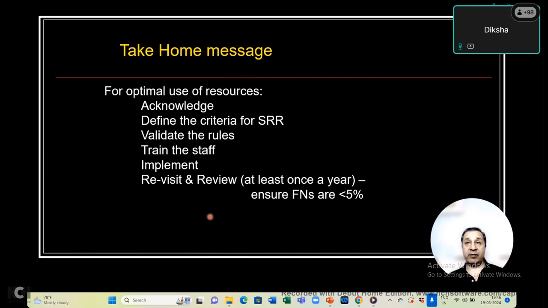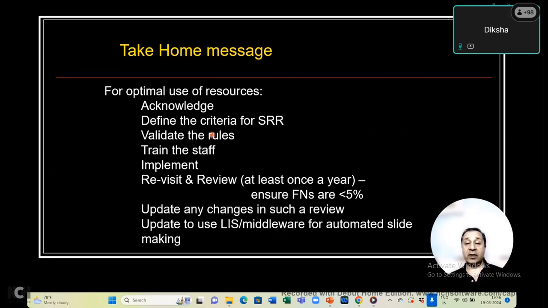Once we have done this, we need to make sure that we are revisiting and reviewing it at least once a year to ensure that the false negative rate is as low as less than 5%, and update any changes in such a review. Also, preferably use the laboratory information system along with middleware to make automated slide making possible. Now, this would mean that I have come to the end of my presentation.